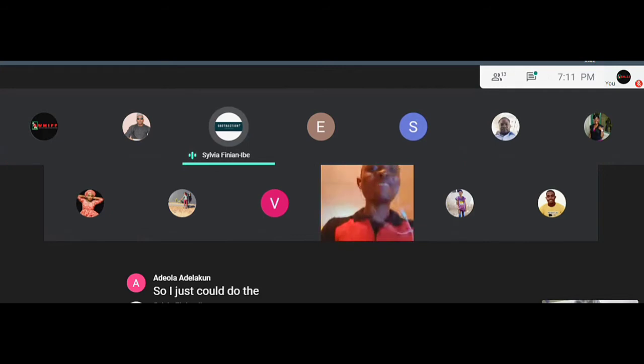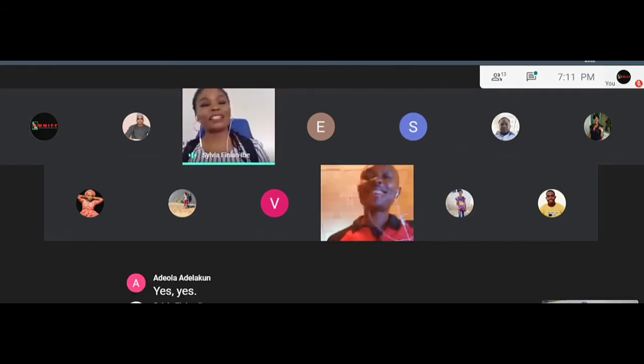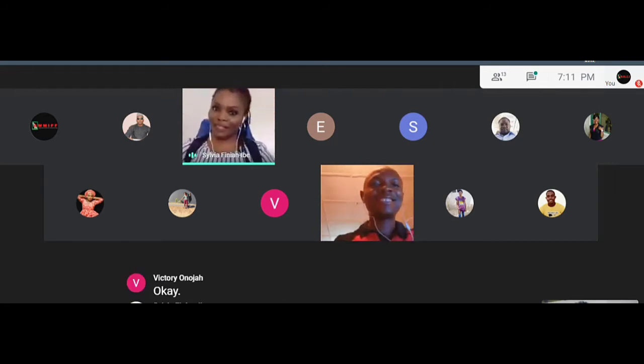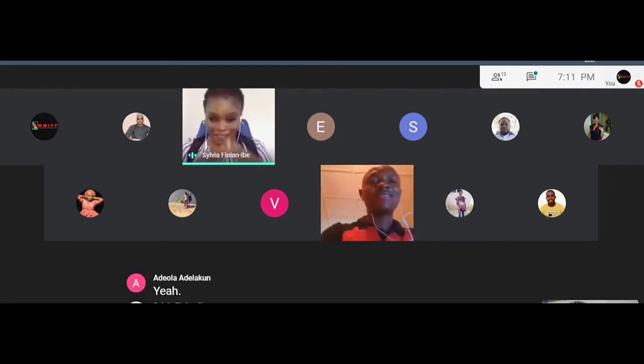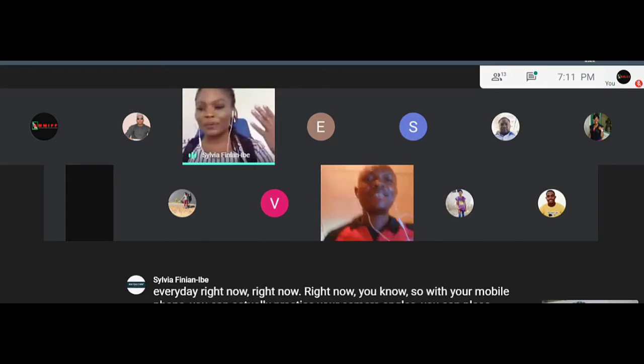The beautiful thing about what Onyx is doing is that they're taking the big guns and making them relatable to you in your everyday life, right now. So with your mobile phone, you can actually practice your camera angles. You can place your phone properly. You can get your lighting right and everything. So yeah, don't mind me.